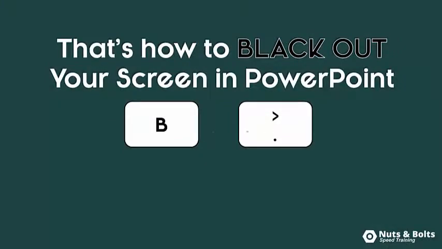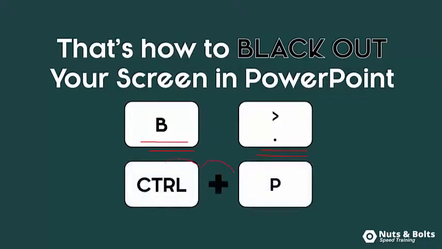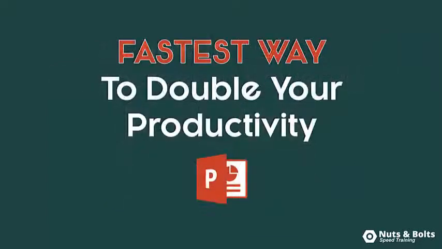So that's how you can black out your PowerPoint screen in the middle of your presentation using the B or period keyboard shortcuts and the secret to being able to draw on that like a blackboard using your Control P for pen keyboard shortcut. Now your other inking shortcuts work as well, which you can check out here in my other YouTube video. And just remember, keyboard shortcuts like this are the fastest way to double your productivity in PowerPoint.